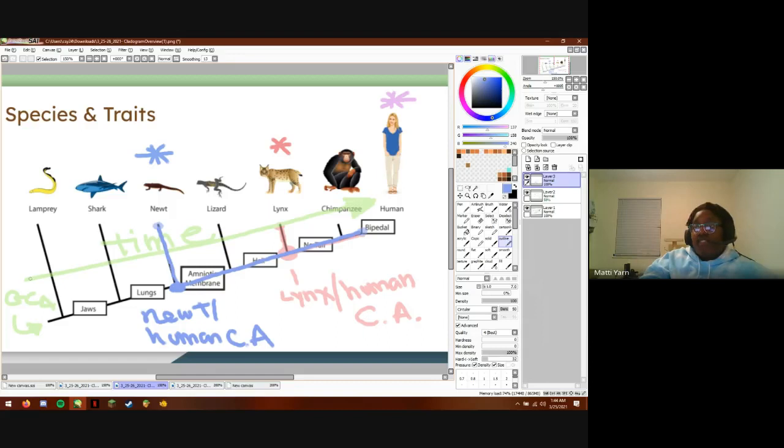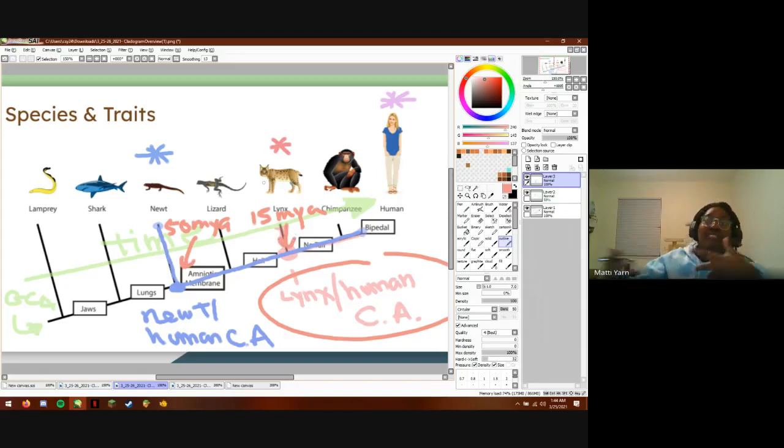So based on the fact that this is time, well, I guess I should circle that in red, the lynx and the humans are more related because they have the most recent common ancestor. So this could be, I don't know, 15 million years ago, and maybe this was like 50 million years ago. Don't quote me on that. I'm just making some numbers up to give you, because sometimes it's hard with random relativeness, but I'll give you some numbers here. That is a closer relationship between the lynx and the human than it is between the newt and the human. Okay.